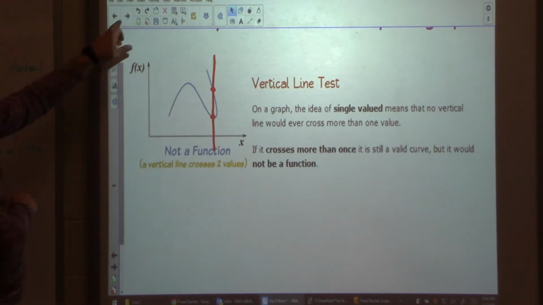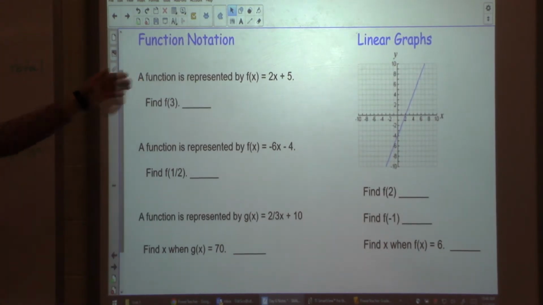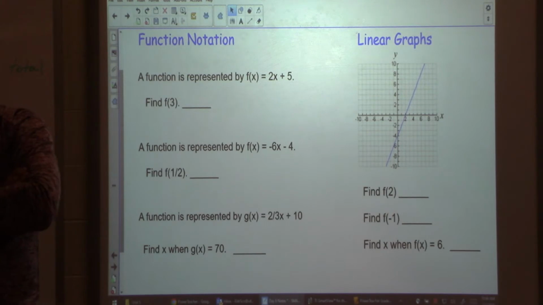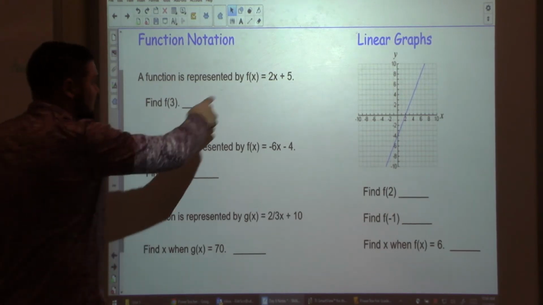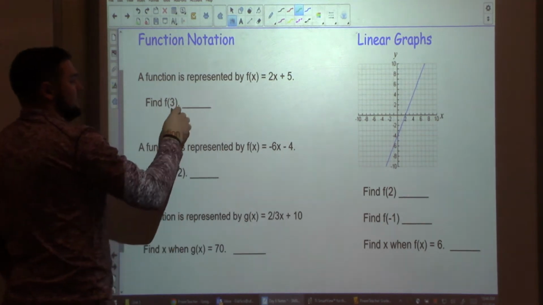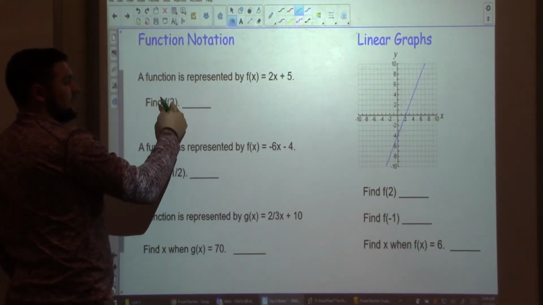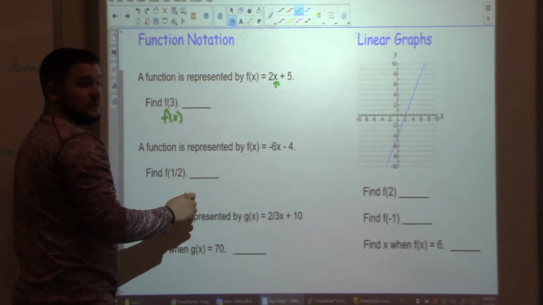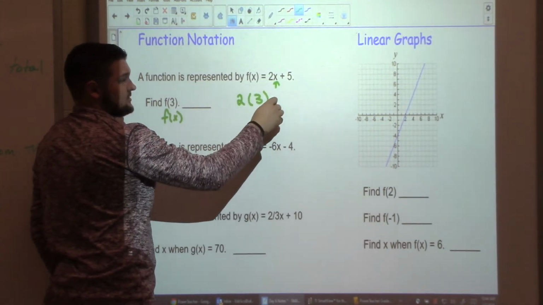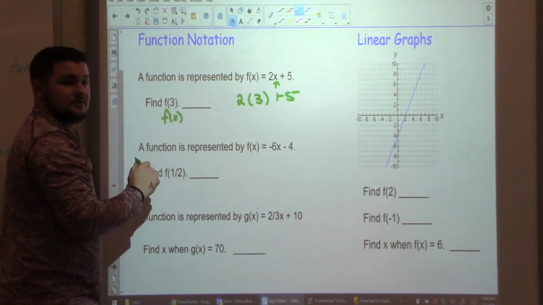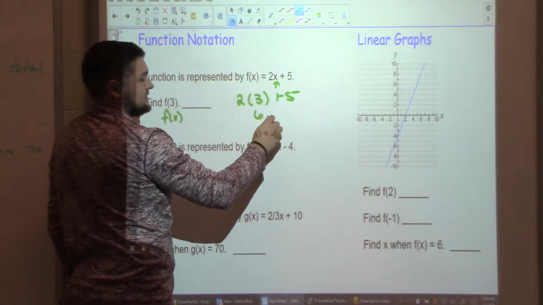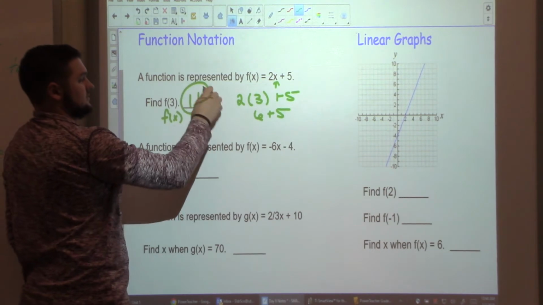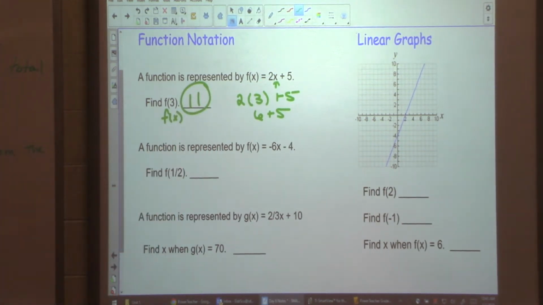Good? Okay, sweet. So, evaluating linear functions. If we have a function that's represented by f of x equals 2x plus 5, and I want to find f of 3, how could I do that? Plug 3 in for x, right? So f of x is basically just a fancy way of saying y equals. But f of 3, so normally it's f of x. What this is telling me is I want x to equal 3. So I'm going to take 3 and I'm going to plug it in for x. So 2 times 3 plus 5. What's 2 times 3? 6 plus 5 is 11. So f of 3 is 11.